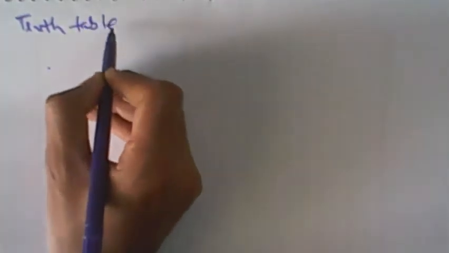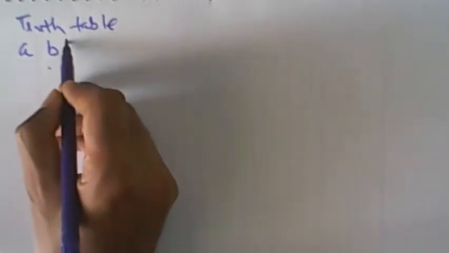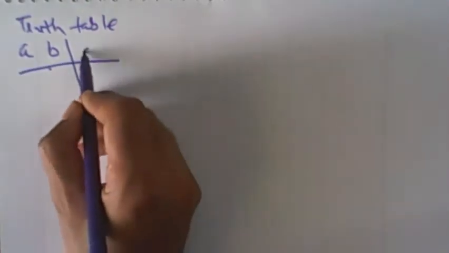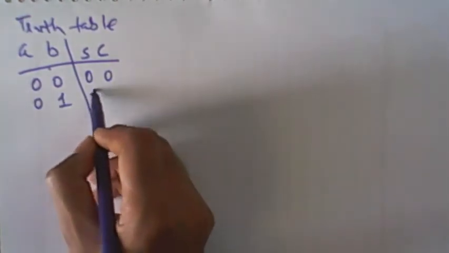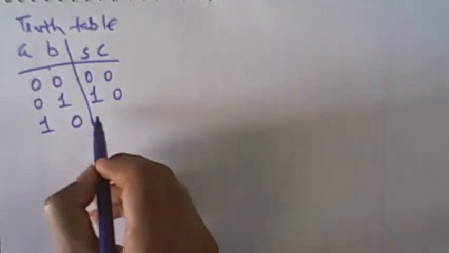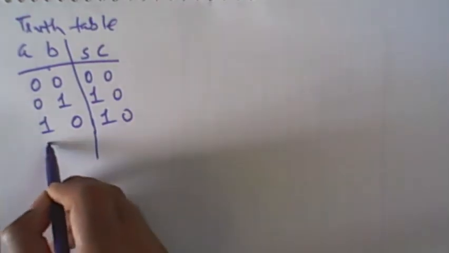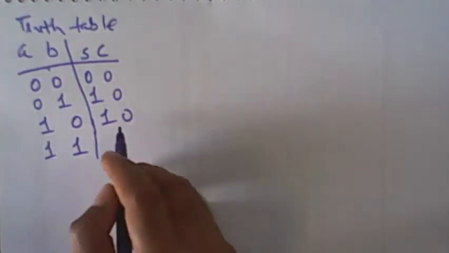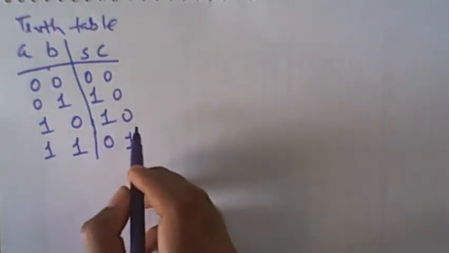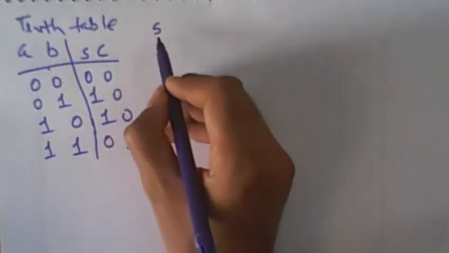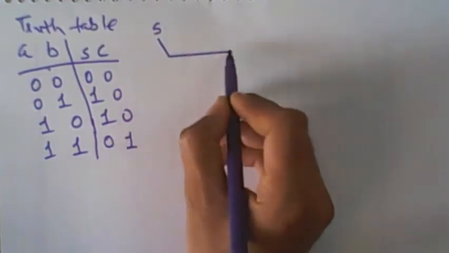Let me write the truth table of the half adder again. I have two inputs and two outputs. For input 0 1, sum is 1 and carry is 0. For input 1 0, sum is 1 and carry is 0. For the input 1 and 1, sum is equal to 0 and carry is equal to 1. Now let me prepare the Karnaugh map for S.